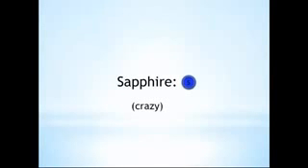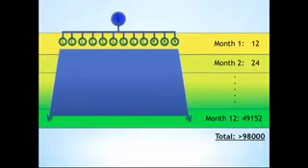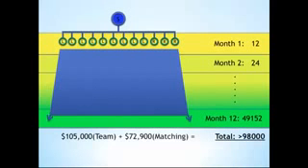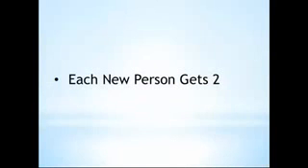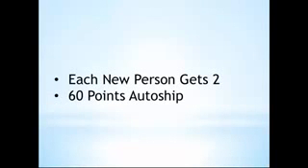Here's where things get a little crazy. Your organization would have over 98,000 people. You'd be easily hitting the maximum team commissions of $26,250 a week. And then when you add in matching bonuses of over $72,900, you've got an income of over $177,900 per month. Remember, these scenarios are only if each new person gets 2 people, everyone orders a minimum autoship of 60 points, and nothing more.